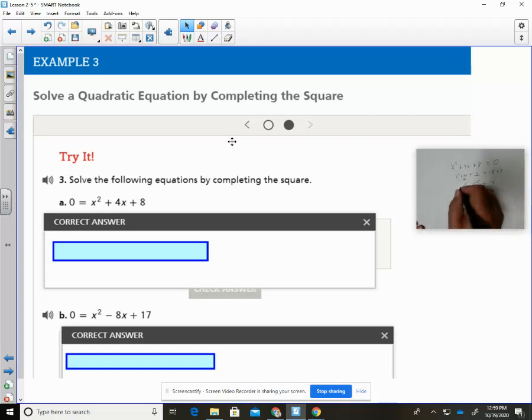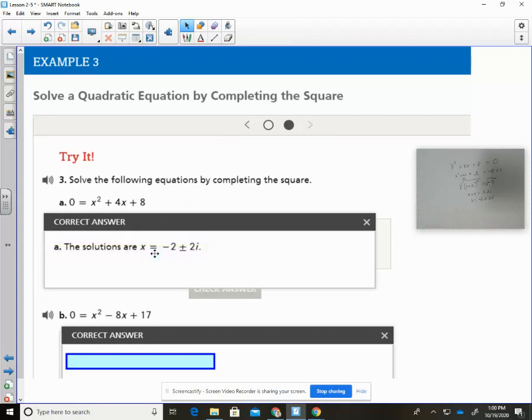So now I take the square root of both sides. That gives me x plus 2 equals plus or minus 2i. The square root of negative 4 is plus or minus 2i. Then I'm going to move the 2 over, so that's negative 2 plus or minus 2i. They may ask you to separate those, but you don't have to while you're doing it by hand. So the solution is negative 2 plus or minus 2i.